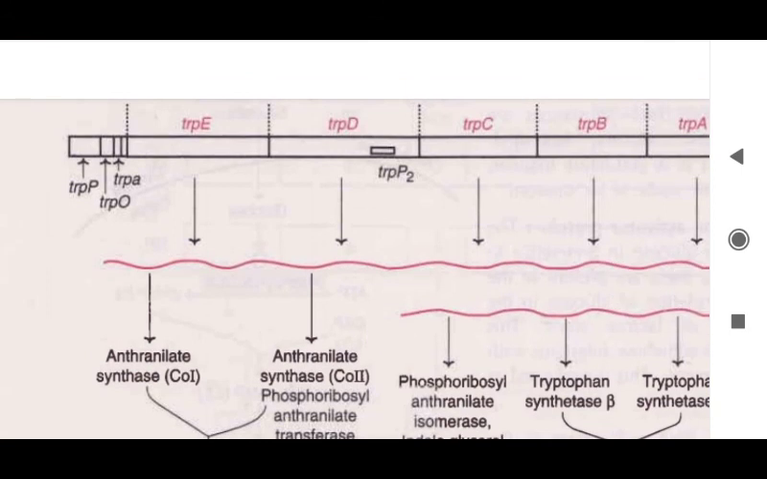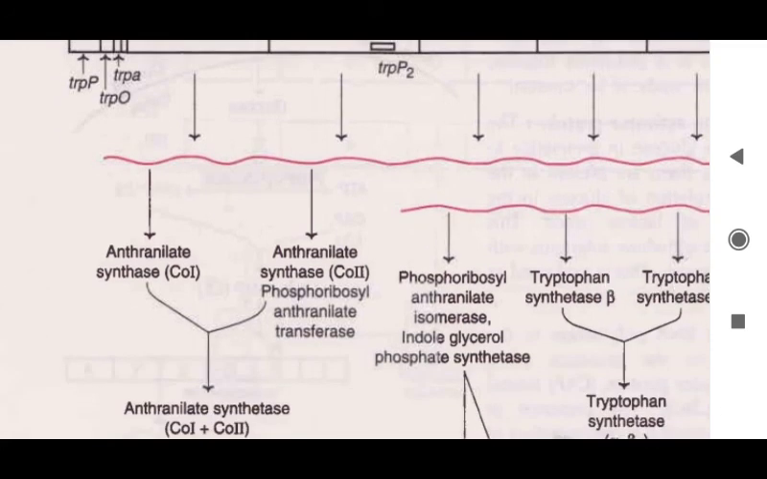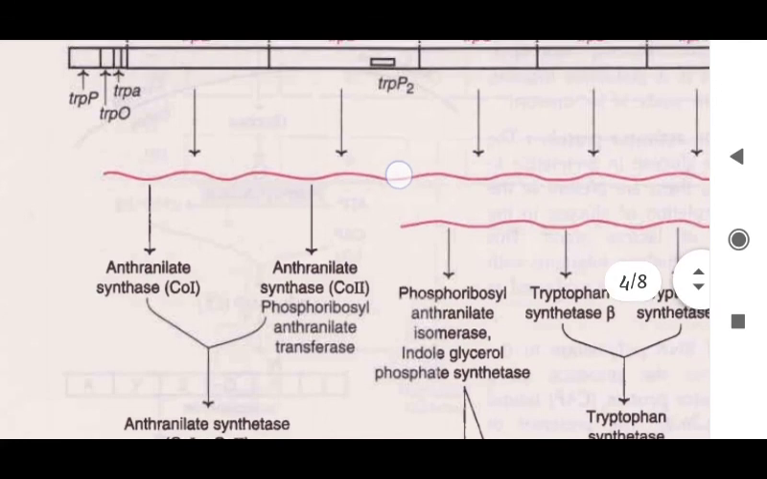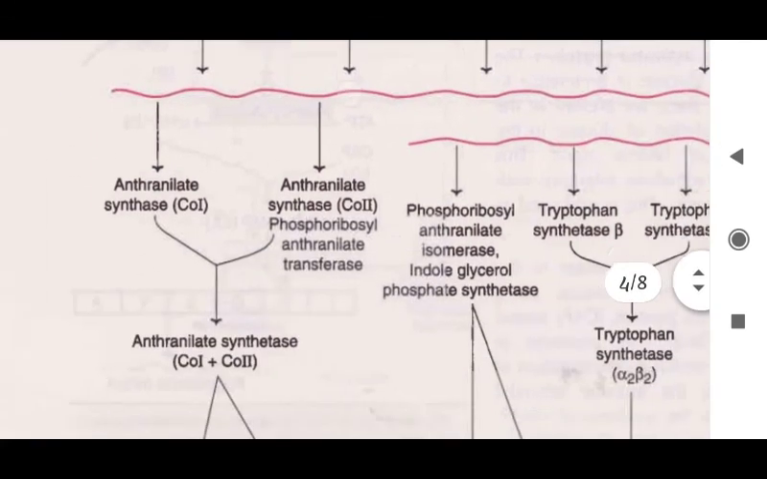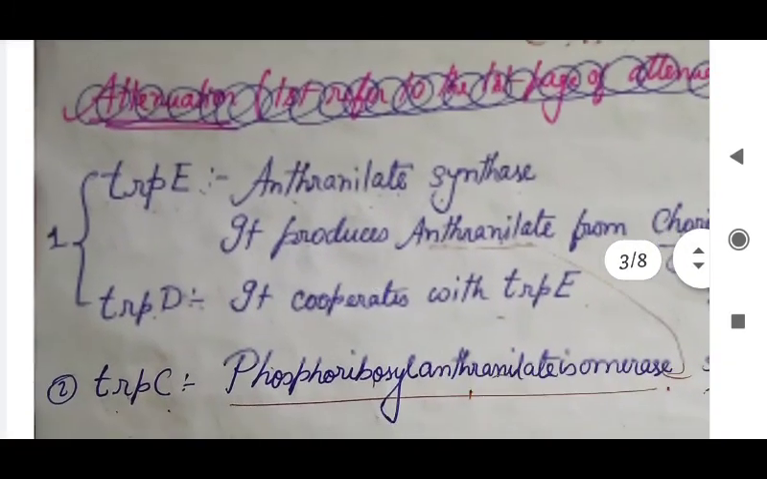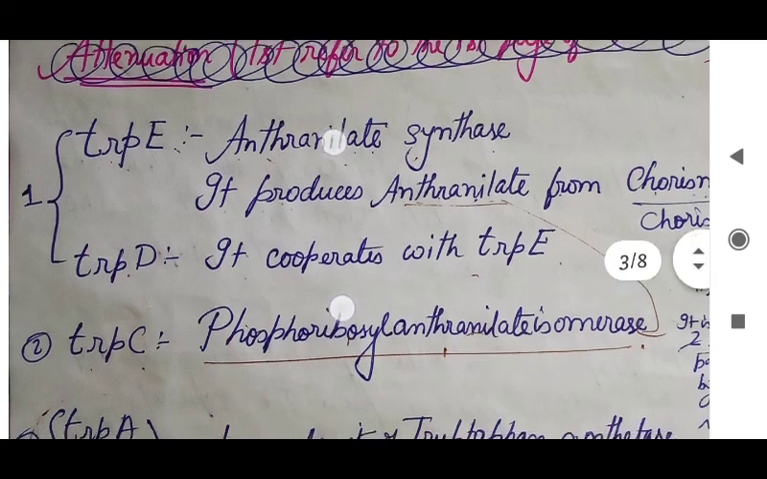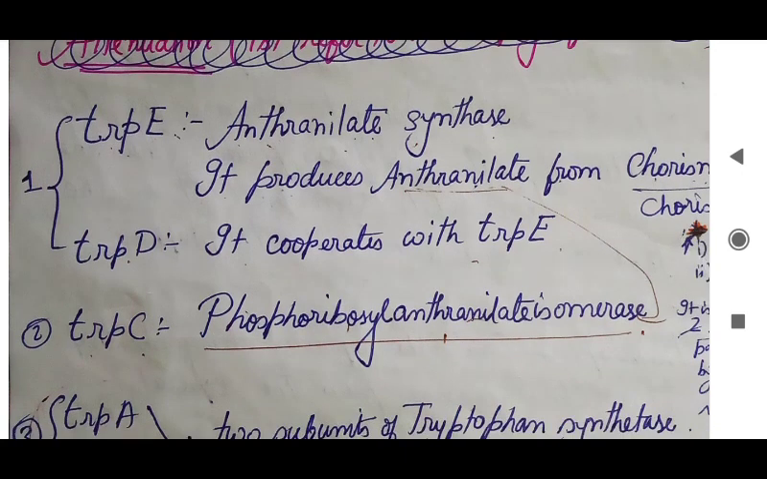Anthranilate synthase is derived from TRPE. Better to say it is coded by the gene TRPE, and anthranilate synthase component 2, which is phosphoribosyl anthranilate transferase, is coded by the gene TRPD. So TRPE and TRPD together form the enzyme called anthranilate synthetase, right?